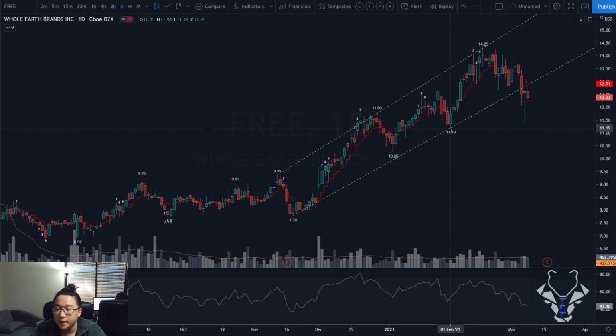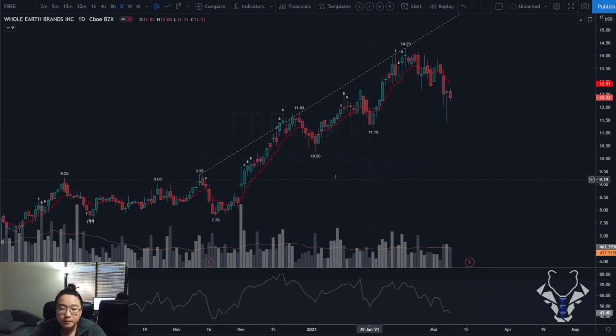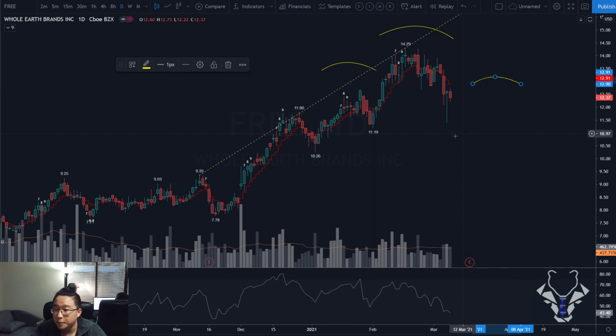Not seeing a clear pattern here. Potential for a head and shoulders. Doesn't look too interesting to me. Bear divergence on the daily. Potential for head and shoulders. So we will revisit this. But the way it stands right now, doesn't look too interesting for me.